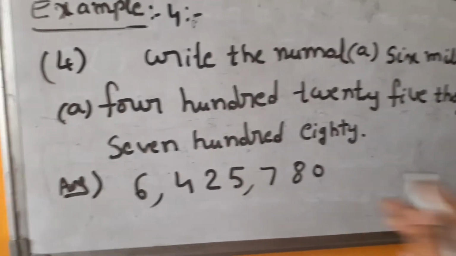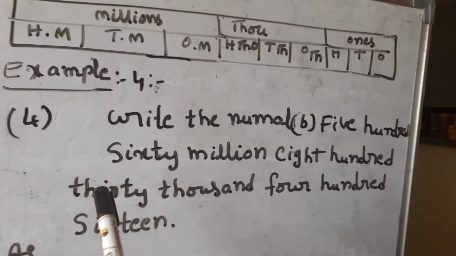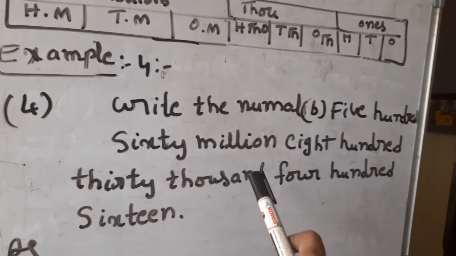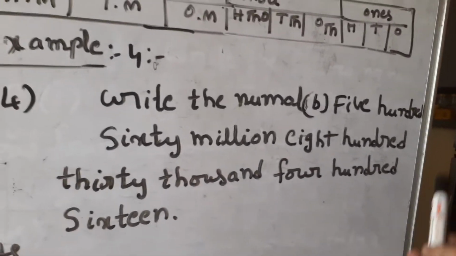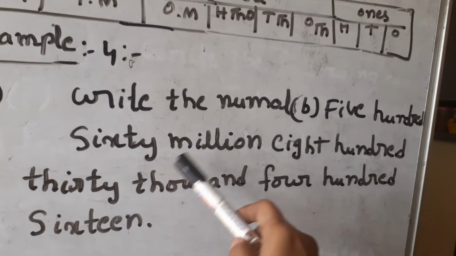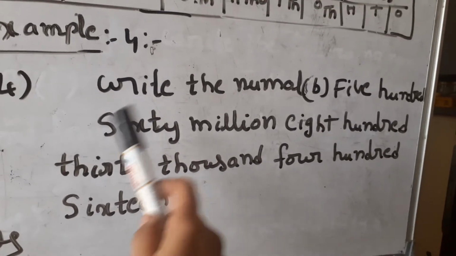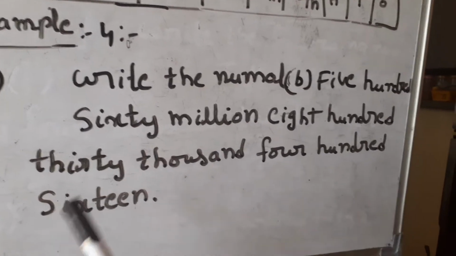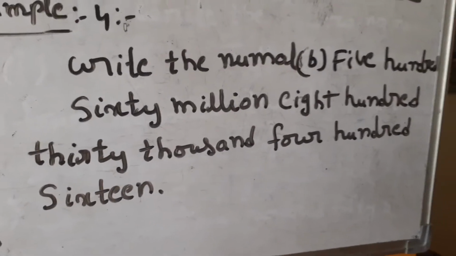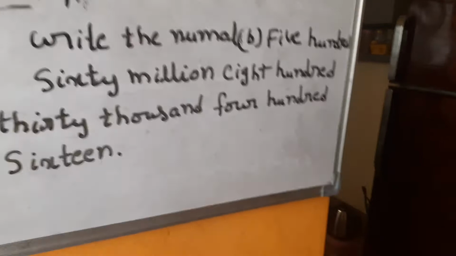6,425,780 is the answer. Next, fourth main B question. Write the numeral. Numeral means they are giving the words and we can make the figure. See here, 560,830,416. First we have to write 560 million.